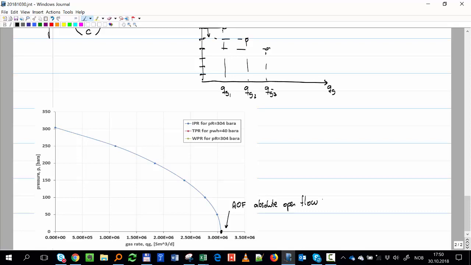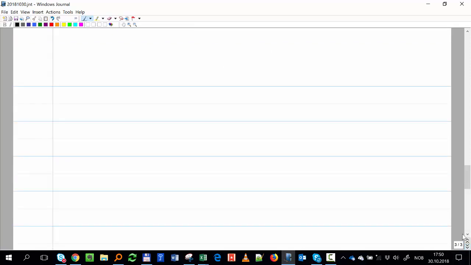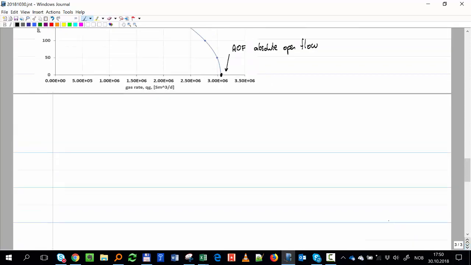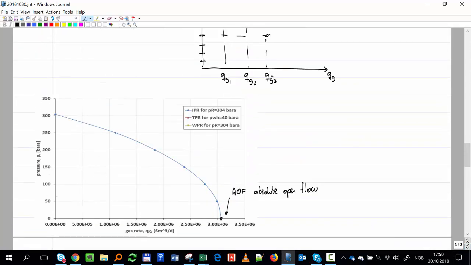Clear so far? Yes? Okay. So now let's go to the second part of my puzzle, which is to calculate the other curve that we want to intersect, this TPR. Okay, that is the tubing equation.